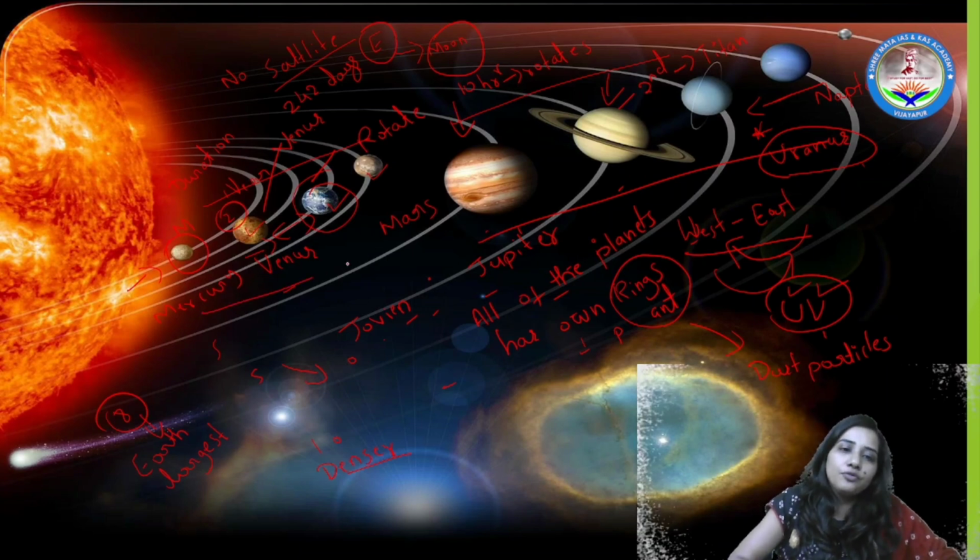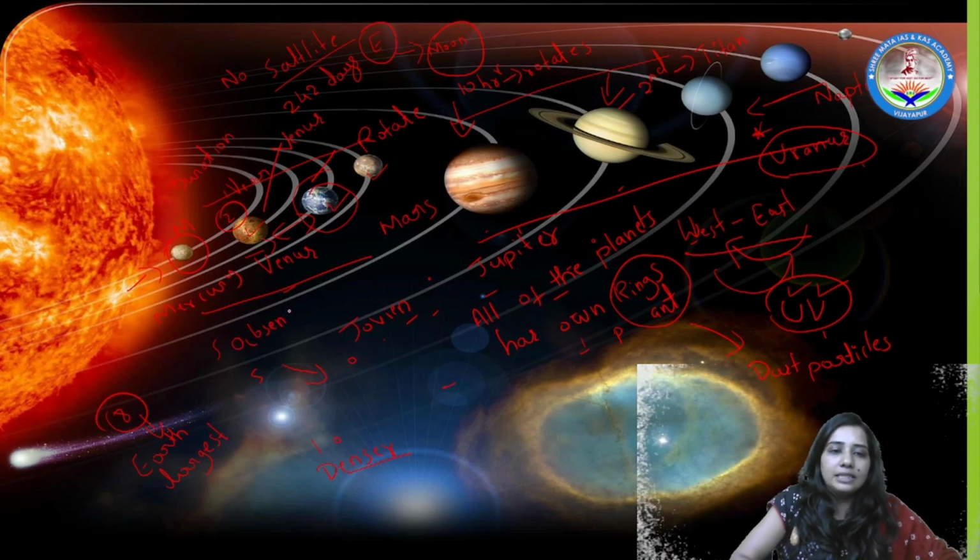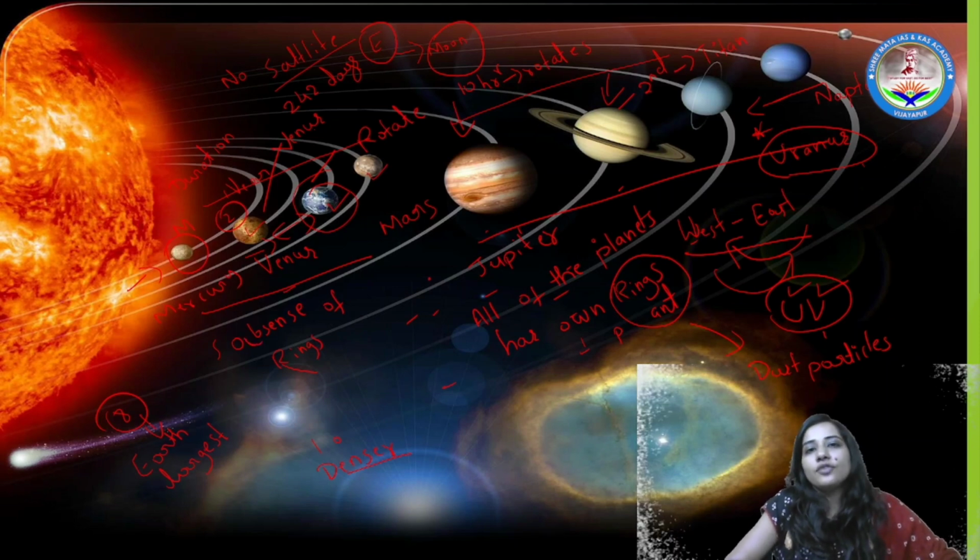Whereas if you come to the first 4 planets, there is an absence of these rings. You can see the absence of rings. That means there are no rings in the first 4 planets. Whereas if you come to the Jovian planets, definitely all of the 4 planets have their own rings.